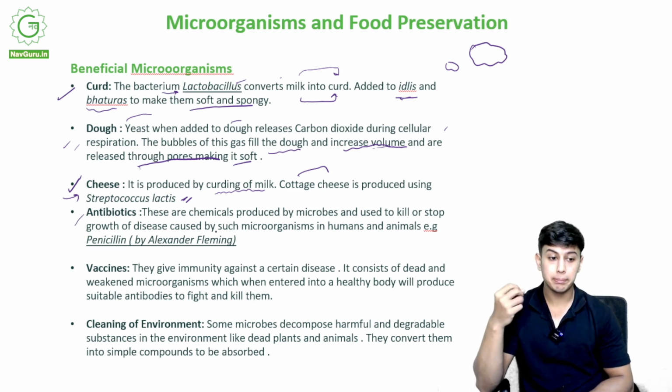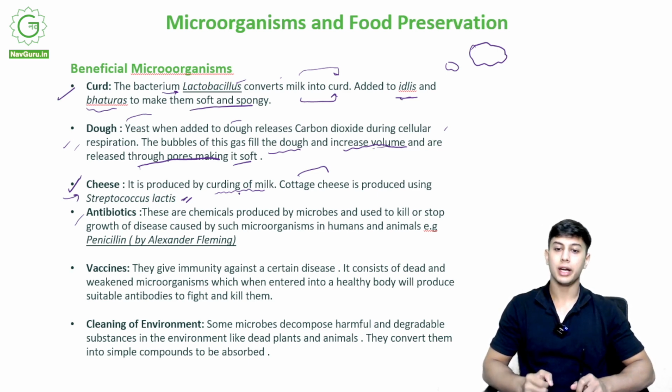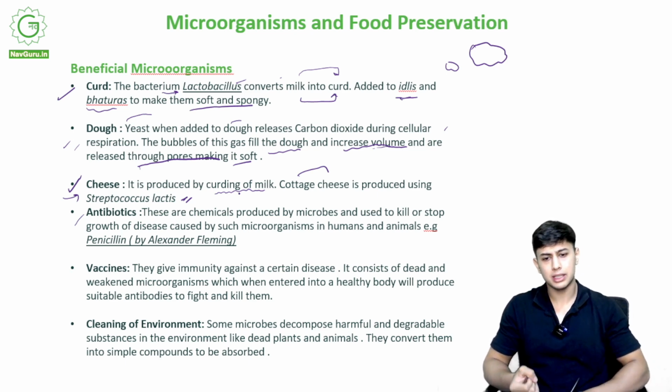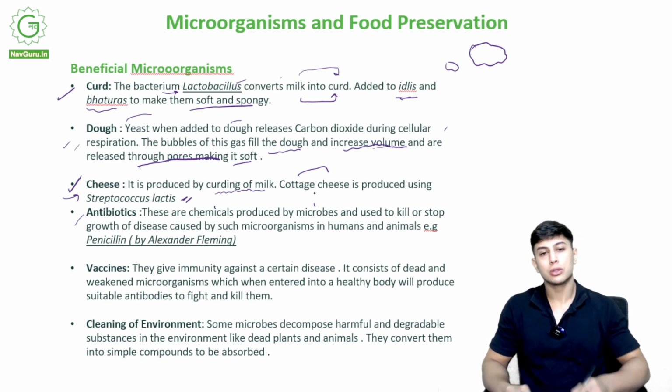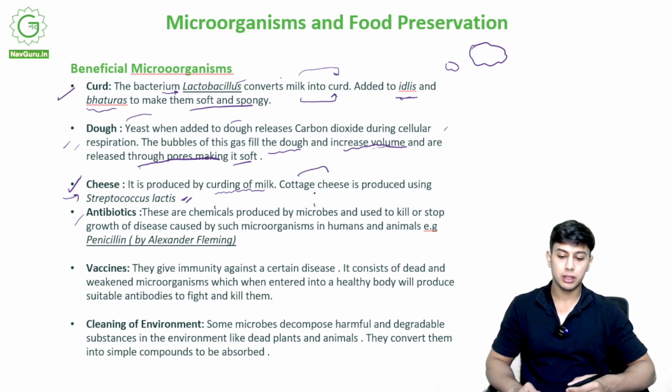Antibiotics. What are antibiotics? Whenever you fall ill, your mom or a doctor advises you to take antibiotics. Antibiotics are chemicals produced by microbes, maybe some bacteria, to kill or stop the growth of disease caused by microorganisms. So if I have a bacterial infection inside me, the doctor will advise me to take antibiotics. Why? Antibiotics are chemicals also produced by some bacteria in response to diseases. They go inside me and kill the bacteria causing that disease inside me.